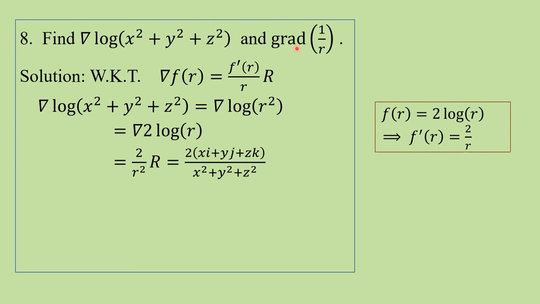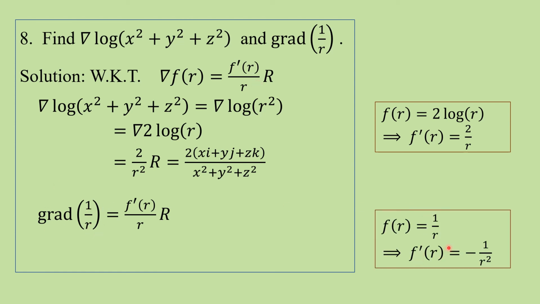In a similar way we can find the grad of 1 by r using the result. Once again, f of r here is 1 by r. So what is f dash of r? The derivative of 1 by r is minus 1 by r square. Substitute over here: minus 1 by r square by r. That gives minus 1 by r cube into vector r. We can keep it as it is because it is a function of r.